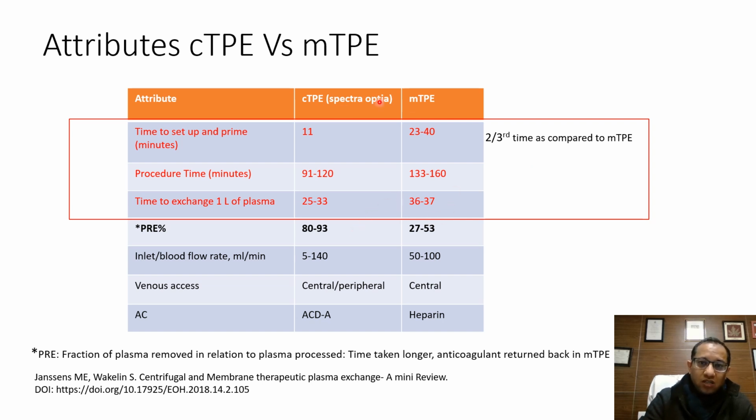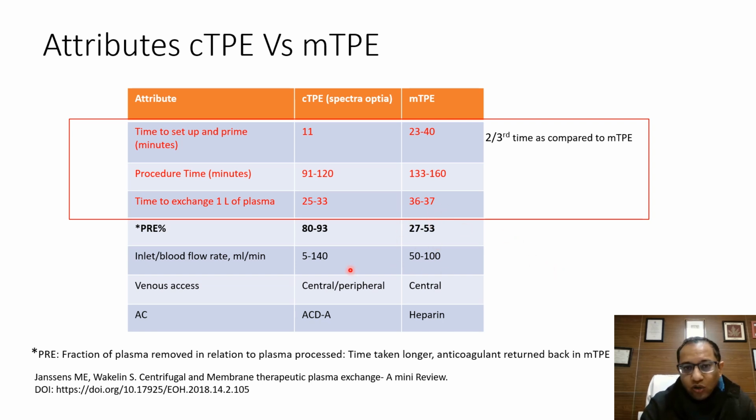So what it does is, your time is saved, your manpower is saved. Obviously, when your time is saved, your return fluid is less. So the procedure takes less time. The efficiency is better. If you see, the plasma removal efficiency is 80 to 93% in the apheresis machine, whereas if you go for a membrane or a dialysis machine, it is 27 to 53%.